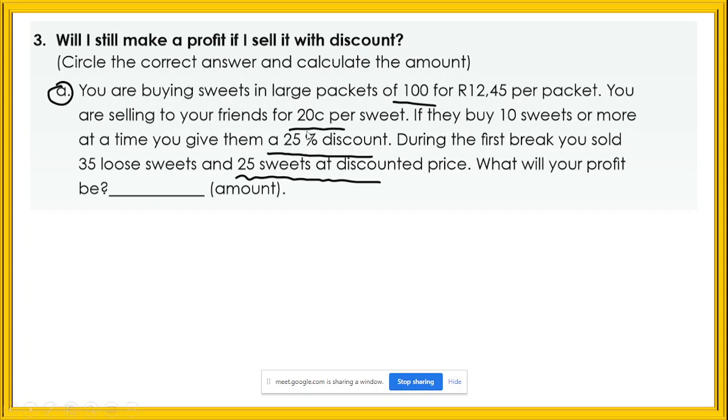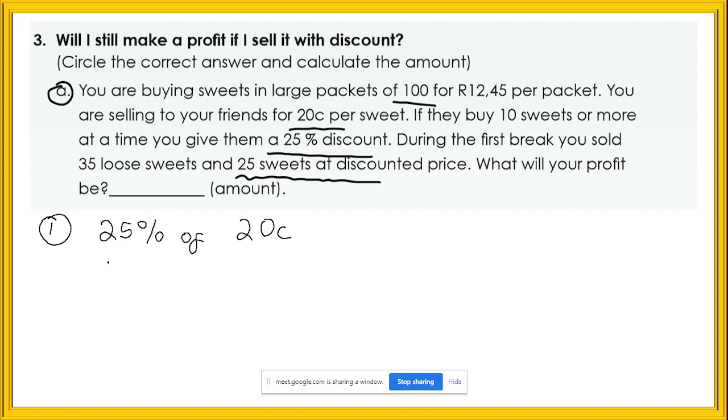Okay, so let's find out how much each sweet will be. Remember, we are selling for 20 cents per sweet. And the first thing you need to do is calculate how much you're going to sell each sweet for at a discounted price. So all you need to do is find out what 25% of 20 cents is. So it's going to be 25% of 20 cents. Okay, who can work it out for us?